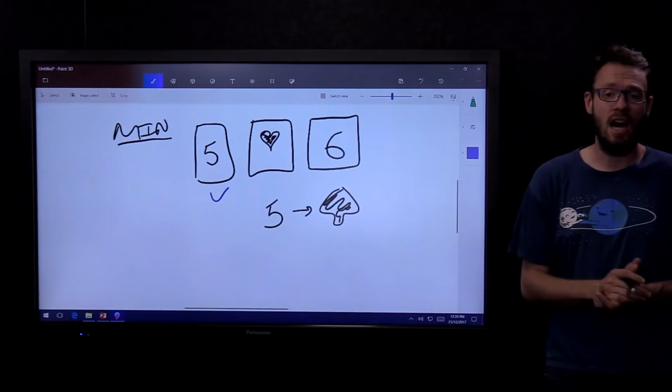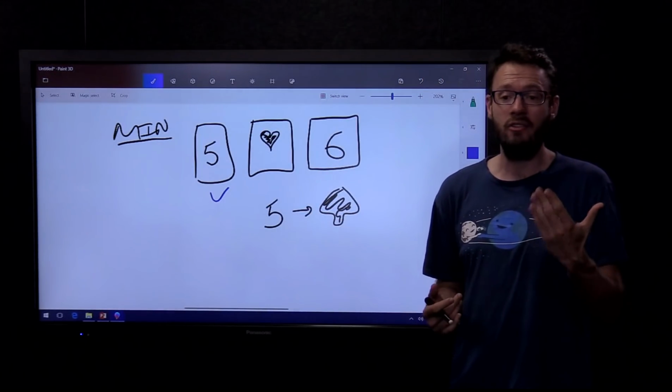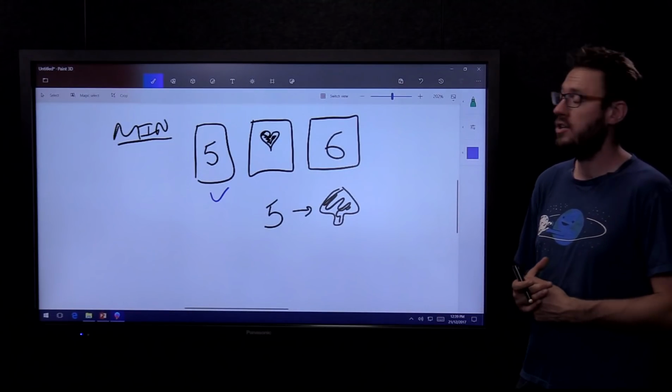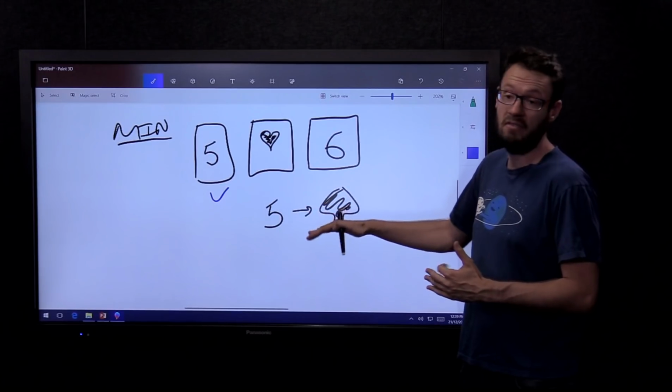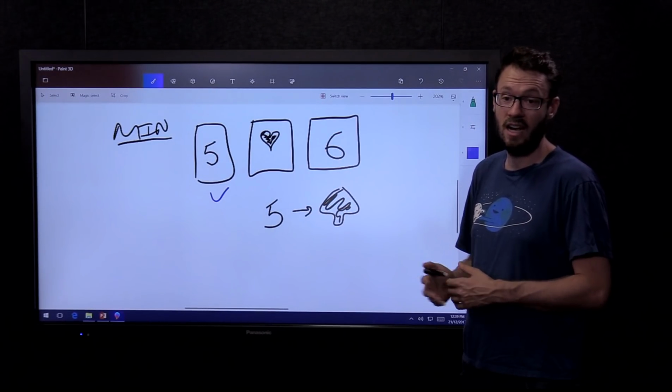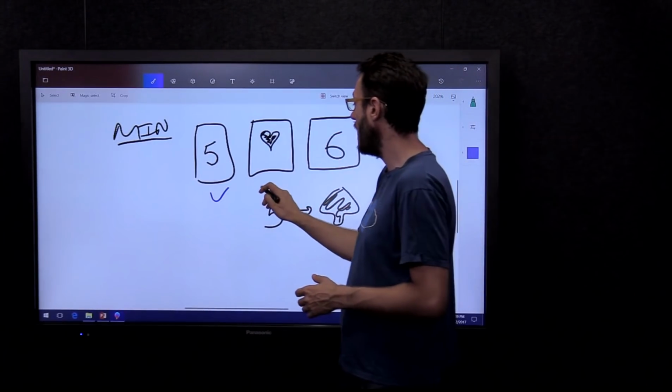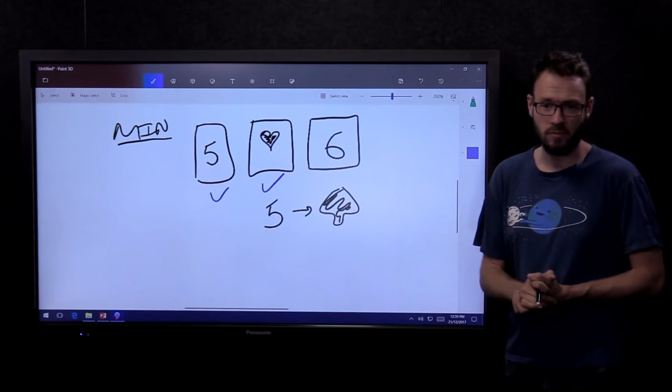The second card has a heart on it. If that card has a 5 on the other side, then that's going to falsify the conditional. So I'd better check this second card. If I don't check this second card, then I haven't ruled it out with respect to these three cards that the conditional is false. So I know that I have to check this second card.